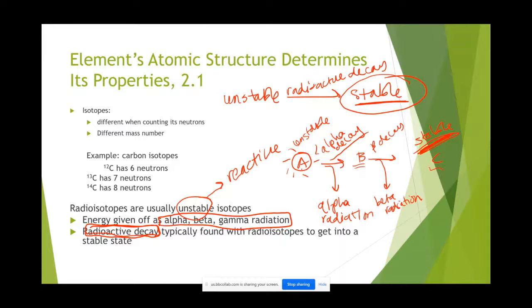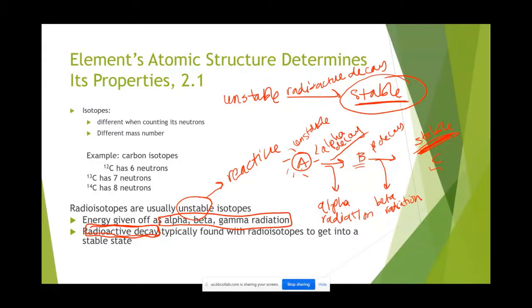Alpha, beta, and gamma, it's not that they're unstable. It's that they're a type of radiation that gets released from an unstable atom. It's just the radiation, okay? Alpha radiation is what is released from the unstable atom. So you can't really call alpha radiation unstable, because that's not what it is. It's the atom itself that is unstable, which releases that radiation. Does that kind of make sense?